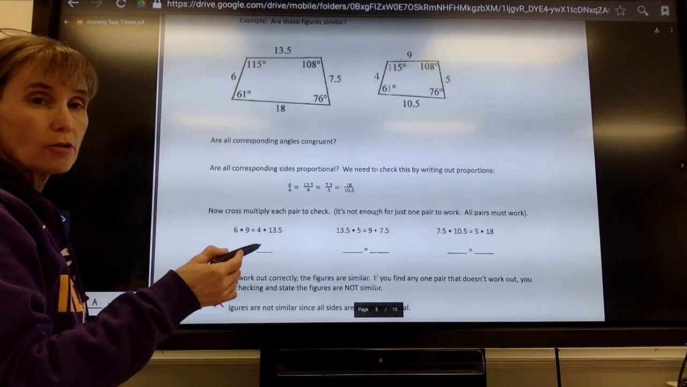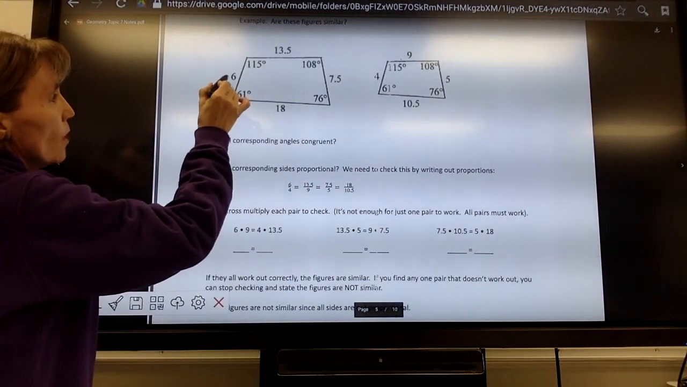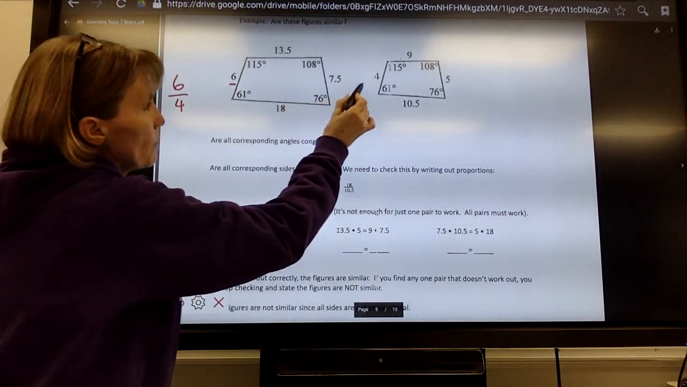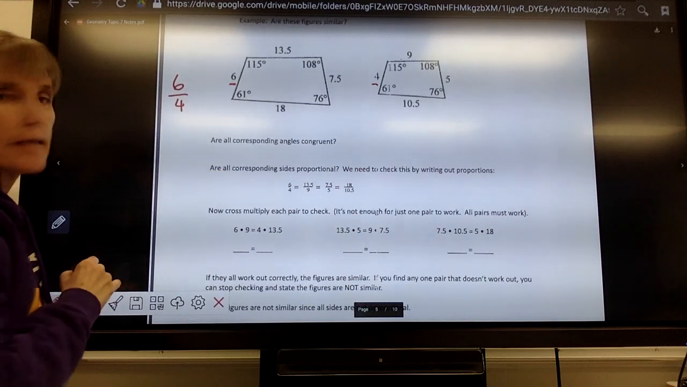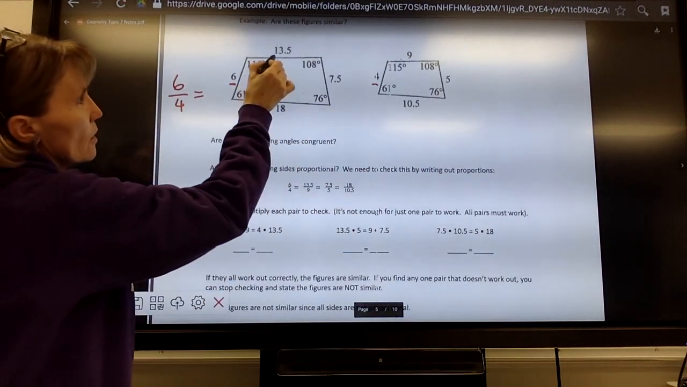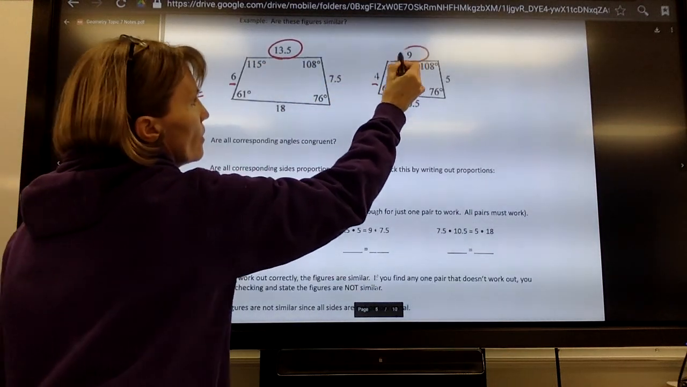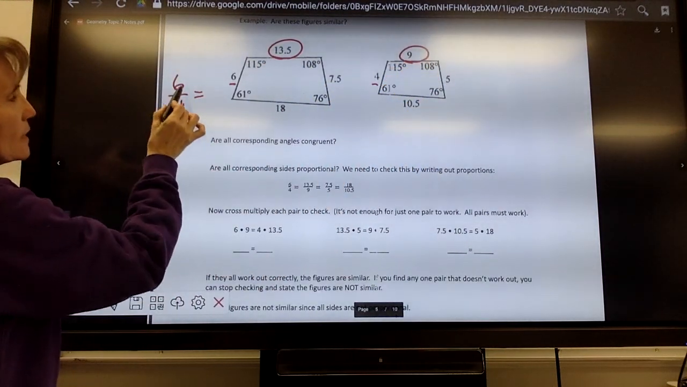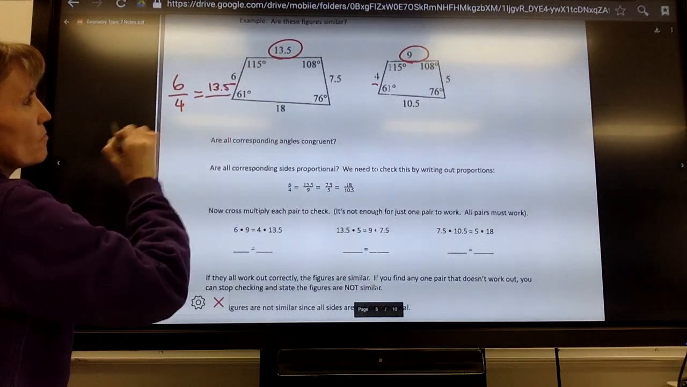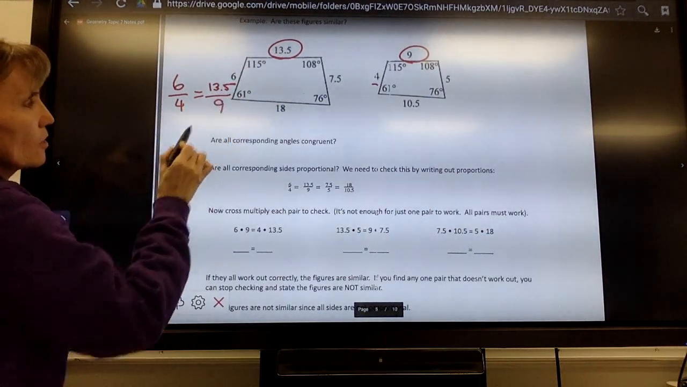Okay, now we also need to check out the sides. So I'm going to set up this ratio of 6 over 4. This side 6 corresponds with this side 4. Is that proportion the same as, pick another set of sides, 13.5? It's going to correspond to 9. Since 6 is on the top of my ratio, I've got to put 13.5 on the top of my ratio. 9 goes on the bottom.